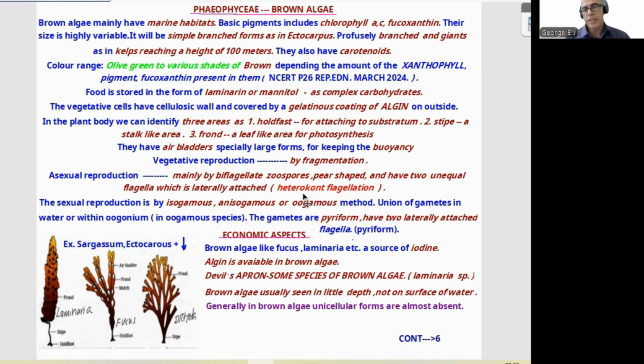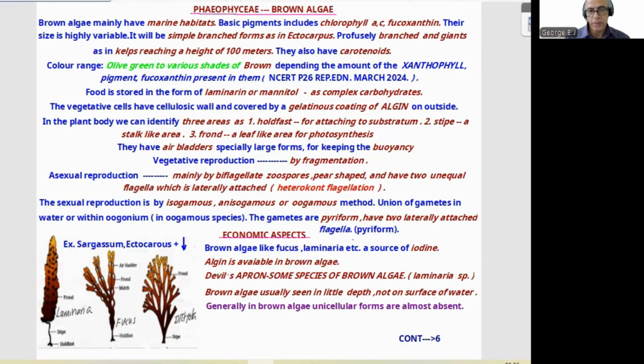Sexual reproduction is by isogamous or anisogamous or oogamous method. Union of gametes occurs in water or within the oogonium in oogamous species. Again, gametes are pyriform, with two laterally attached flagella. Now, the economic aspect of brown algae like Fucus, Laminaria, etc.: a source of iodine. Algin is available in brown algae.